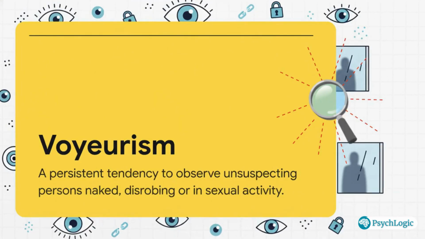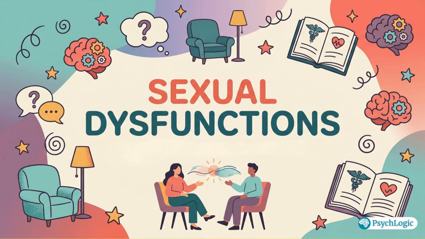And in a similar vein, you have voyeurism. Clinically, this is defined as a persistent tendency to get aroused by watching unsuspecting people, people who are naked, getting undressed, or having sex. And just like with exhibitionism, that lack of consent is a fundamental part of the clinical definition. Okay, on to our third and final category, and this one's pretty different from the last two.